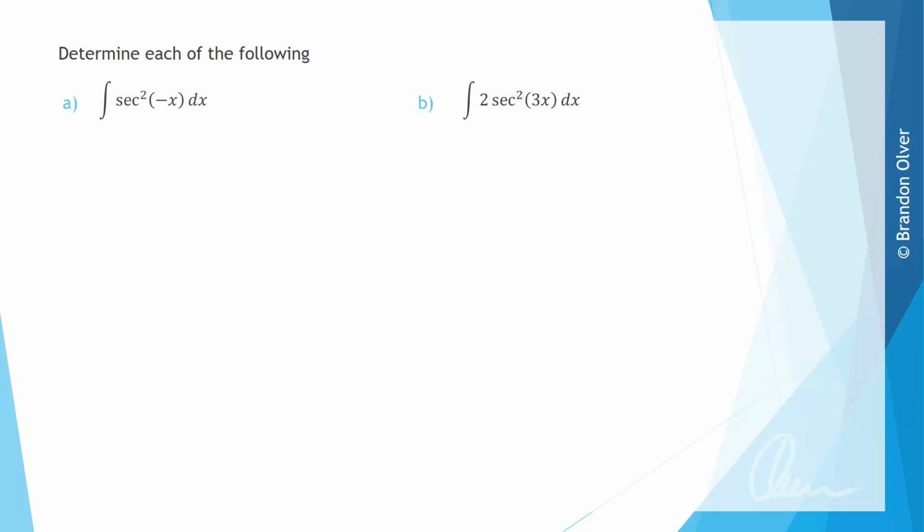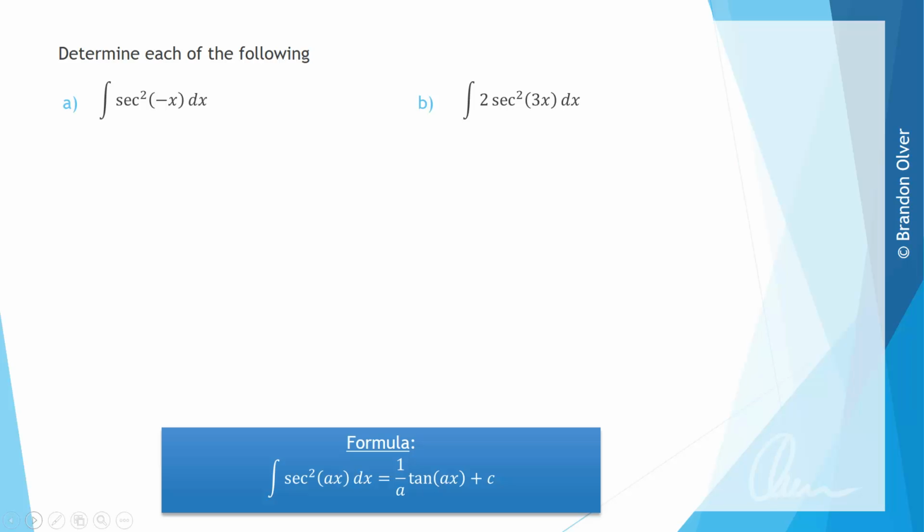Determine each of the following. For part A, we have the integral of sec squared of negative x dx, and we do have a formula. It's not on the formula sheet, but because we have knowledge of how to differentiate tan and that relates to the sec squared function, we also then would know that integrating sec squared of ax dx is equal to 1 divided by a times tan of ax plus c, where c is a constant of integration.